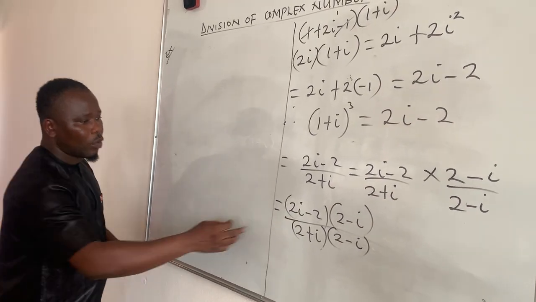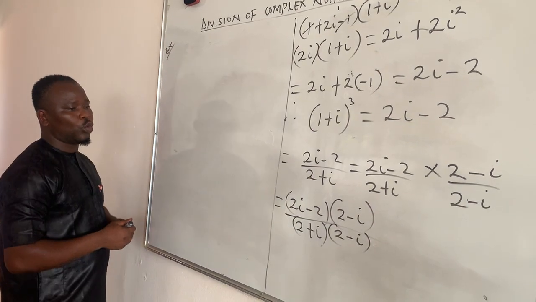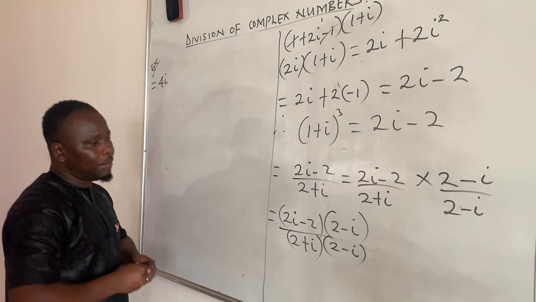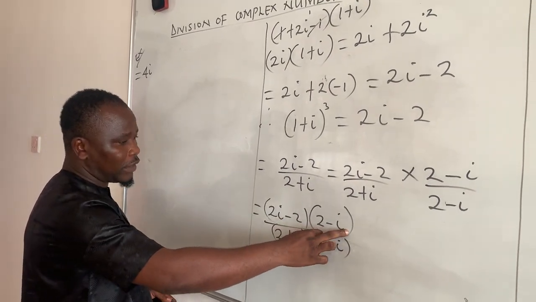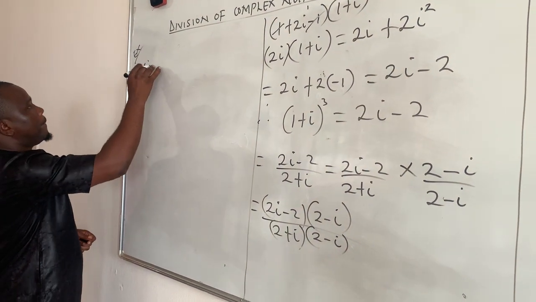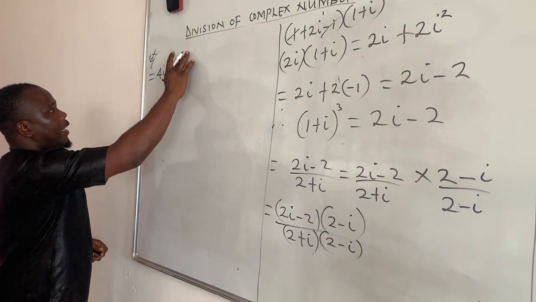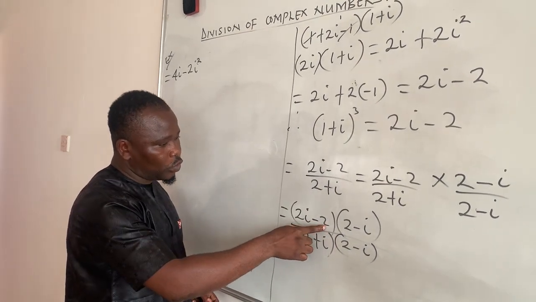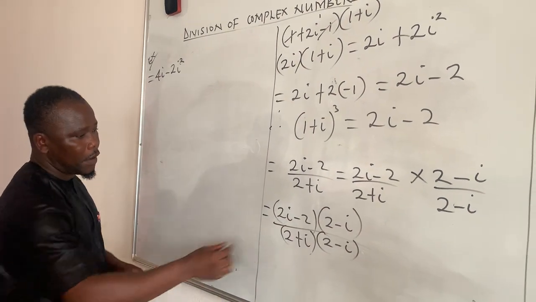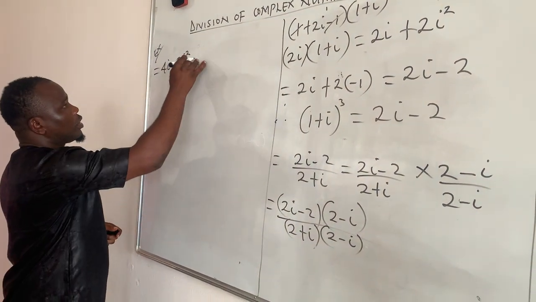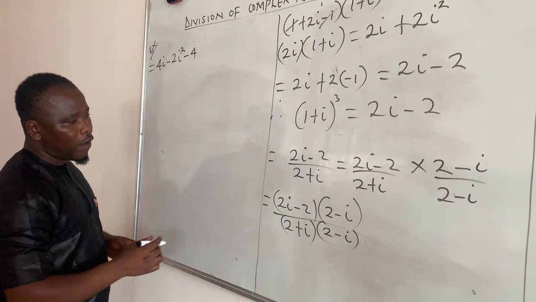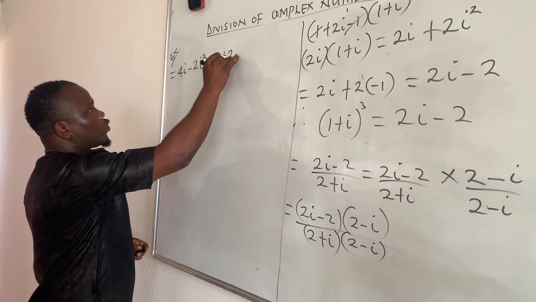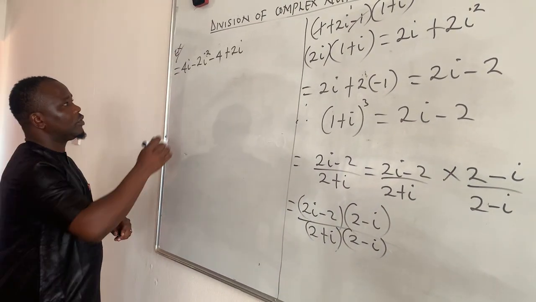Is that clear? We have 2i here. 2i times 2 will give us 4i. Then 2i times minus i will give us minus 2i squared. Then we are going to use minus 2 to multiply out these brackets. Minus 2 times 2 will give us minus 4. Then minus 2 times minus i will give us plus 2i. That is for the numerator.